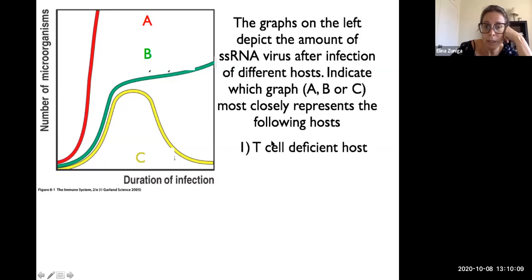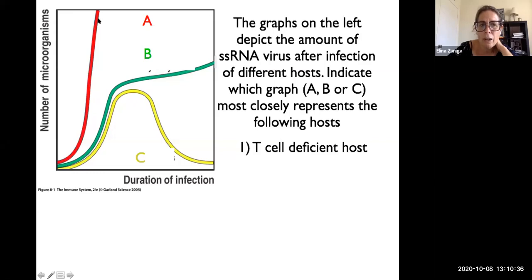This would be the case in a T-cell deficient host. In this case, it is a viral infection with a single-stranded RNA virus, could be coronavirus here. If you don't have T cells, then you will never be able to control the virus, but you may be able to delay its replication by the innate immune system.